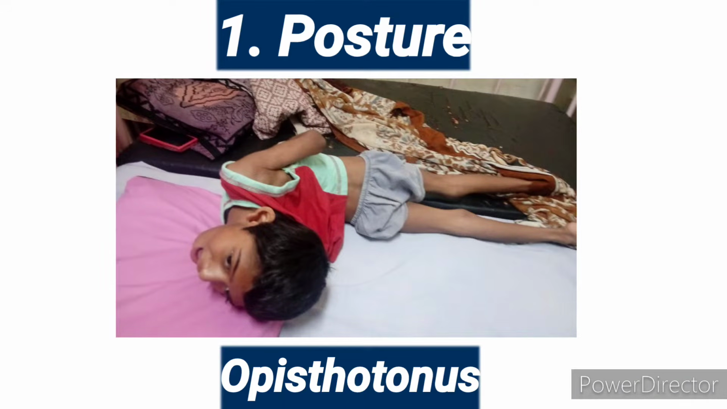Another example of abnormal posture is opisthotonus, in which there is a spastic contraction of the extensor muscles of the neck, trunk and lower extremities, and the child will have the severe backward arcing starting from the neck to the heel. This can be seen when the child is having the extrapyramidal lesion, or cerebral palsy or tetanus, or in strychnine poisoning, or sometimes it can be seen in drowning victims also.